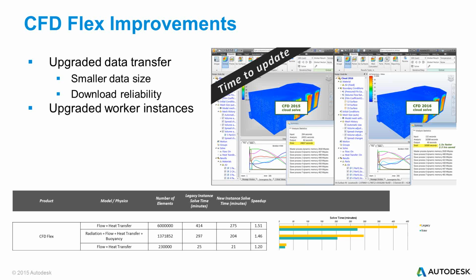So here's a graphic and a chart below, but basically here are some metrics. Now this bottom one's a really small model. It's not even 1 million elements, and it's getting about a 20% speed up. But you're talking about a 20-minute solve time.